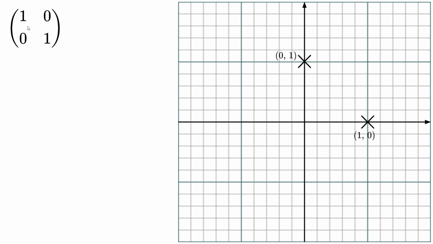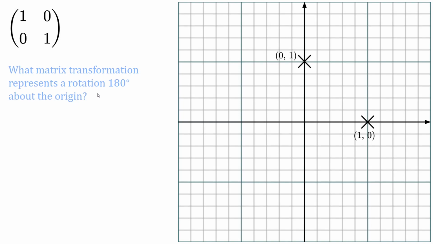Identity matrix again. 1, 0, 0, 1. What matrix transformation represents a rotation 180 degrees about the origin? So start with this point, rotate it 90 degrees. It doesn't matter whether you go anti-clockwise or clockwise. I think I went clockwise here. Yep, so you'd go 90 degrees and then another 90 degrees. So this point would go over here. And then this point would move 90 degrees, then 90 degrees again. Yep, from 1, 0 to minus 1, 0. This point would go 90 degrees again to 0, minus 1.